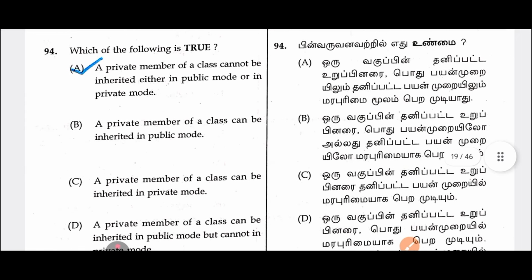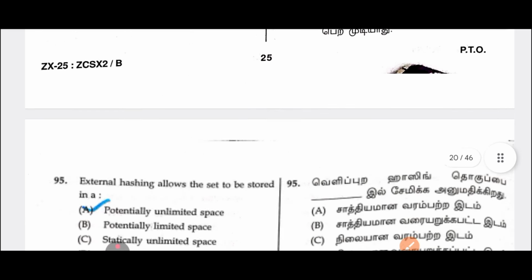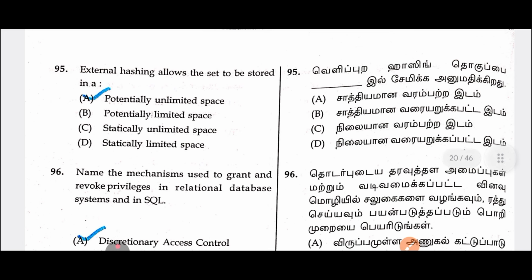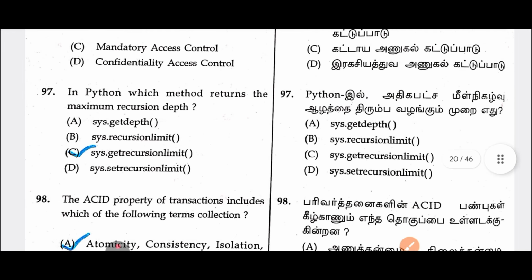Which of the following is true? A private member of a class cannot be inherited either in public mode or in private mode. External hashing allows the set to be stored in a potentially unlimited space. Name the mechanisms used to grant and revoke privileges in relational database systems and in SQL. Discretionary access control. In Python, which method returns the maximum recursion depth? Correct option is C.